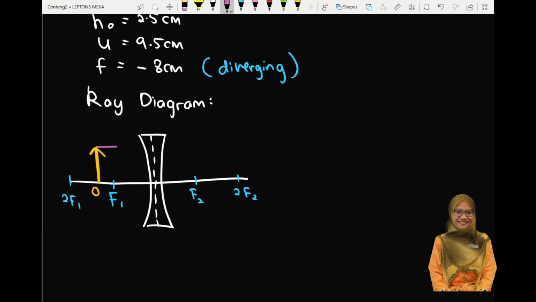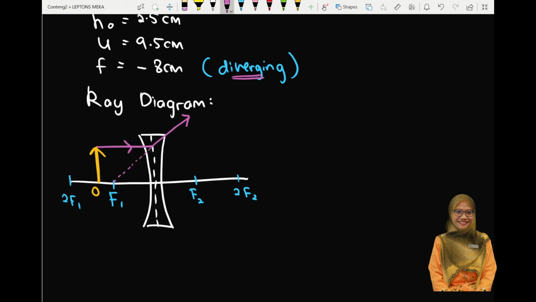So this is our incident ray through the center of the lens. And this is diverging, so it can't be like this. Wrong, because it diverges. Diverge means spreading out, so supposedly it becomes like this. As we know, a ray parallel to the axis will be refracted as if coming from the focal point. So like this. This is your refracted ray.